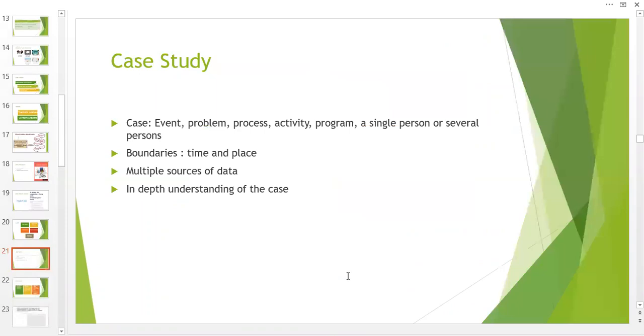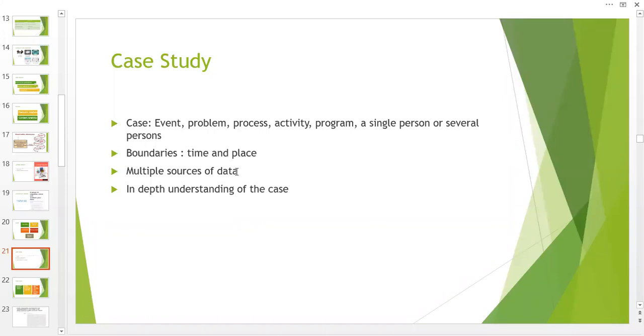Case study. Case study is the most common qualitative study which is used. To understand it, as the title denotes, a case can be any event, problem, process, activity, program, a single person or several persons. That case is studied in depth, and this in-depth understanding of the case is known as a case study.